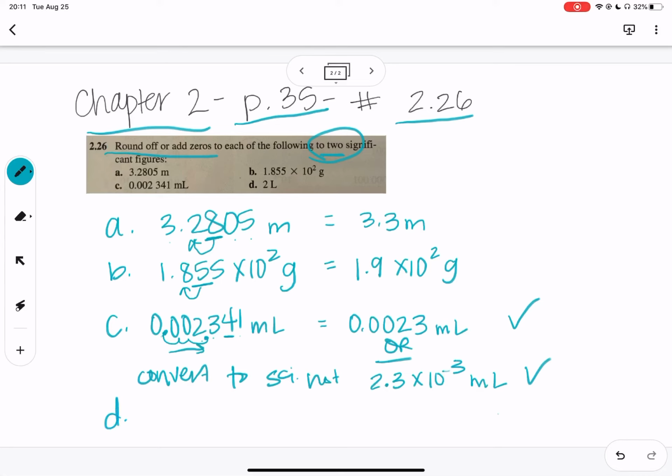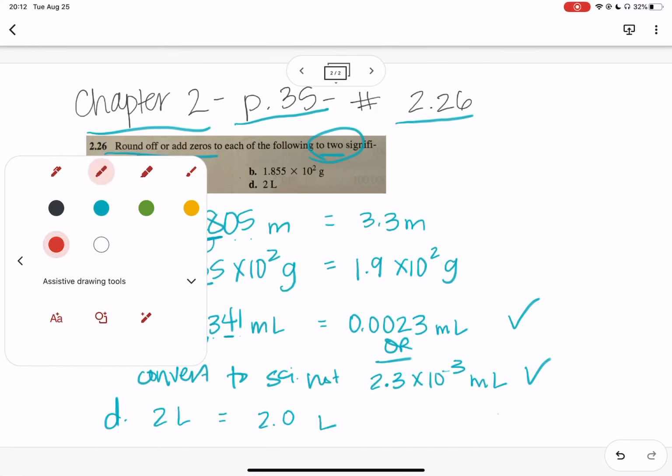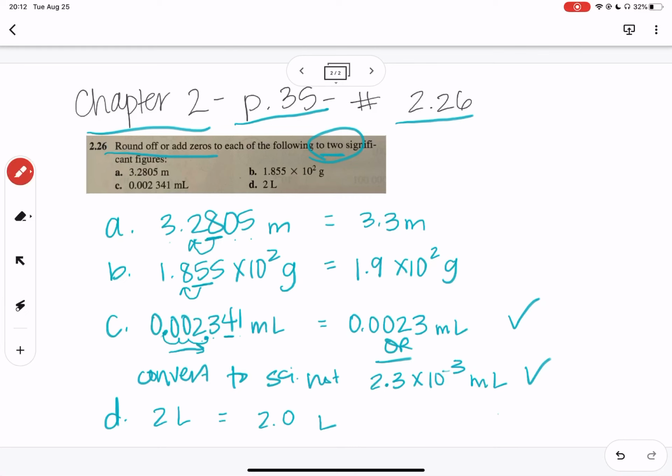All right, and then letter D, we just have 2 liters, but we need two significant figures. Right now it's only 1. The only thing we can do to that is add a zero, so 2.0 liters. So now you see each of these only has two significant figures as requested in the question: 3.3, 1.9, 2.3 or 2.3 times 10 to the negative third, and 2.0. And that's it.